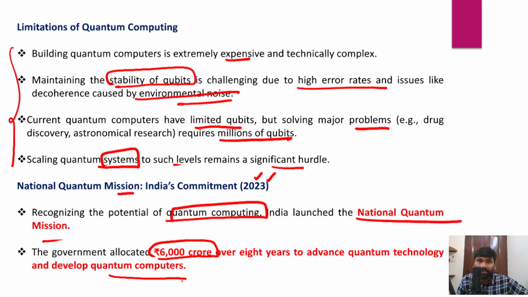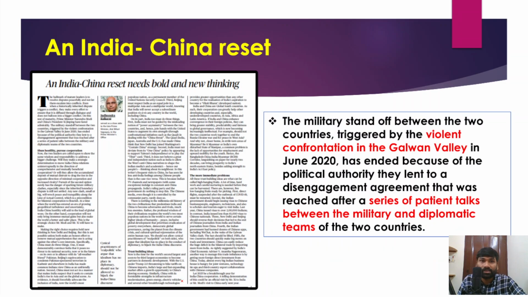So these are some limitations, and this is the National Quantum Mission, and those are some details with respect to quantum computers and their ability to solve complex problems and process huge amounts of information in a very quick time, right? So the next topic is an India-China reset.